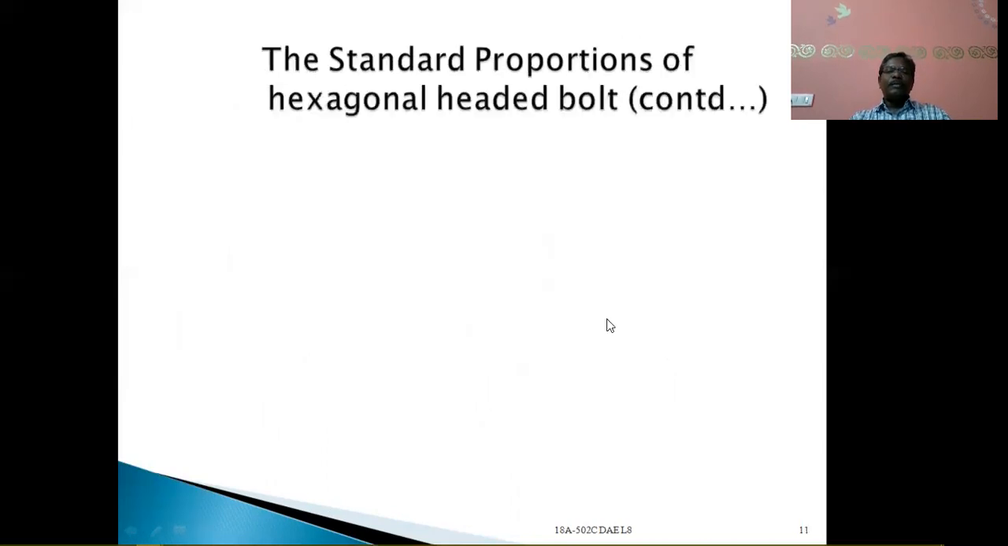Let us see the proportions. The sizes of the head are the same as those of the nuts. Similarly, that means S is equal to 1.25D plus 6 or under root of 3D, and E is equal to 1.155 S.